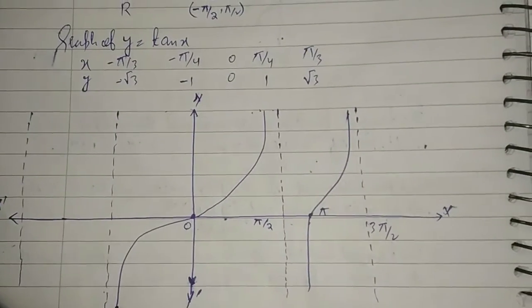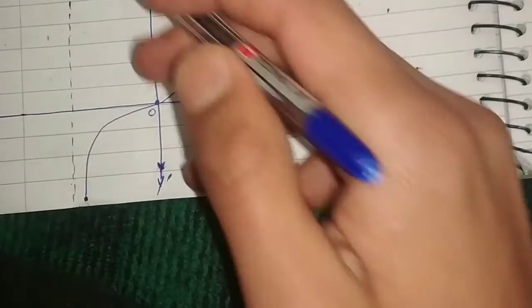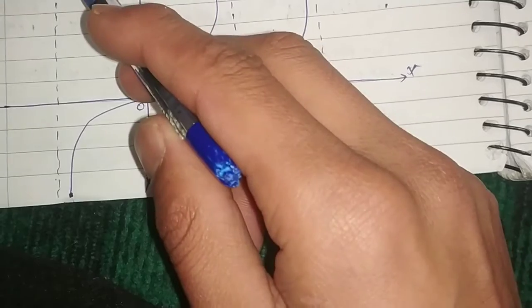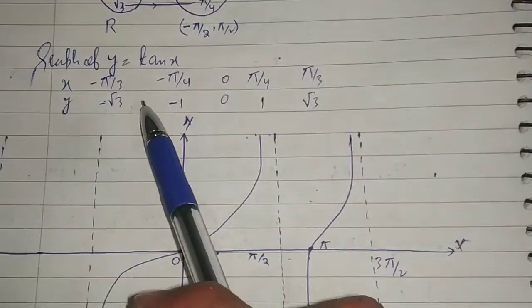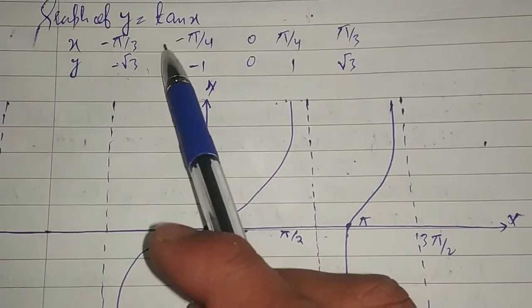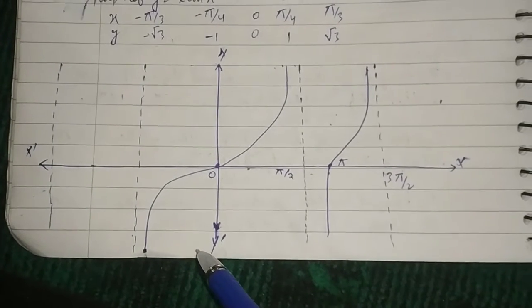Now we will be plotting the graph for the tangent function. We will be taking two or three values in this function. When we give x the value minus pi by 3, y will turn out to be minus under root 3. You can yourself check it. I have done this, you can check it's right. After plotting these values, its graph comes out like this.